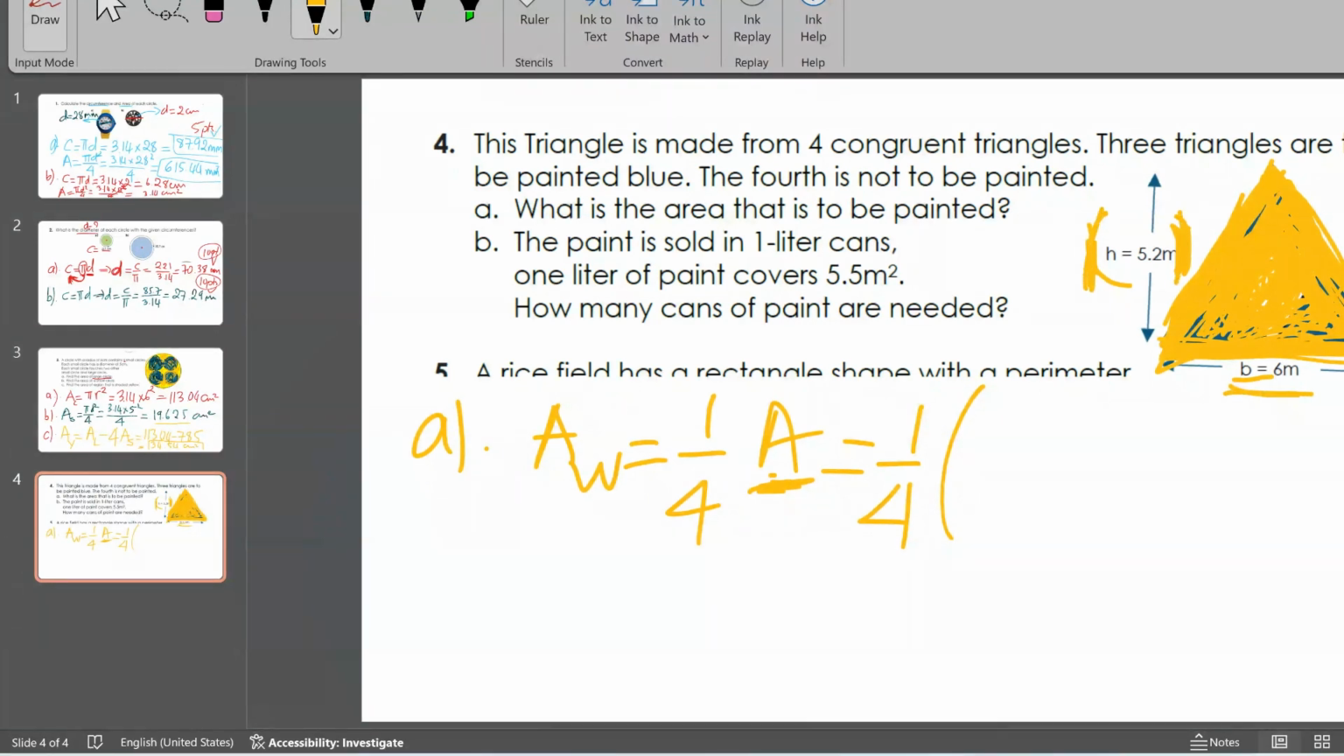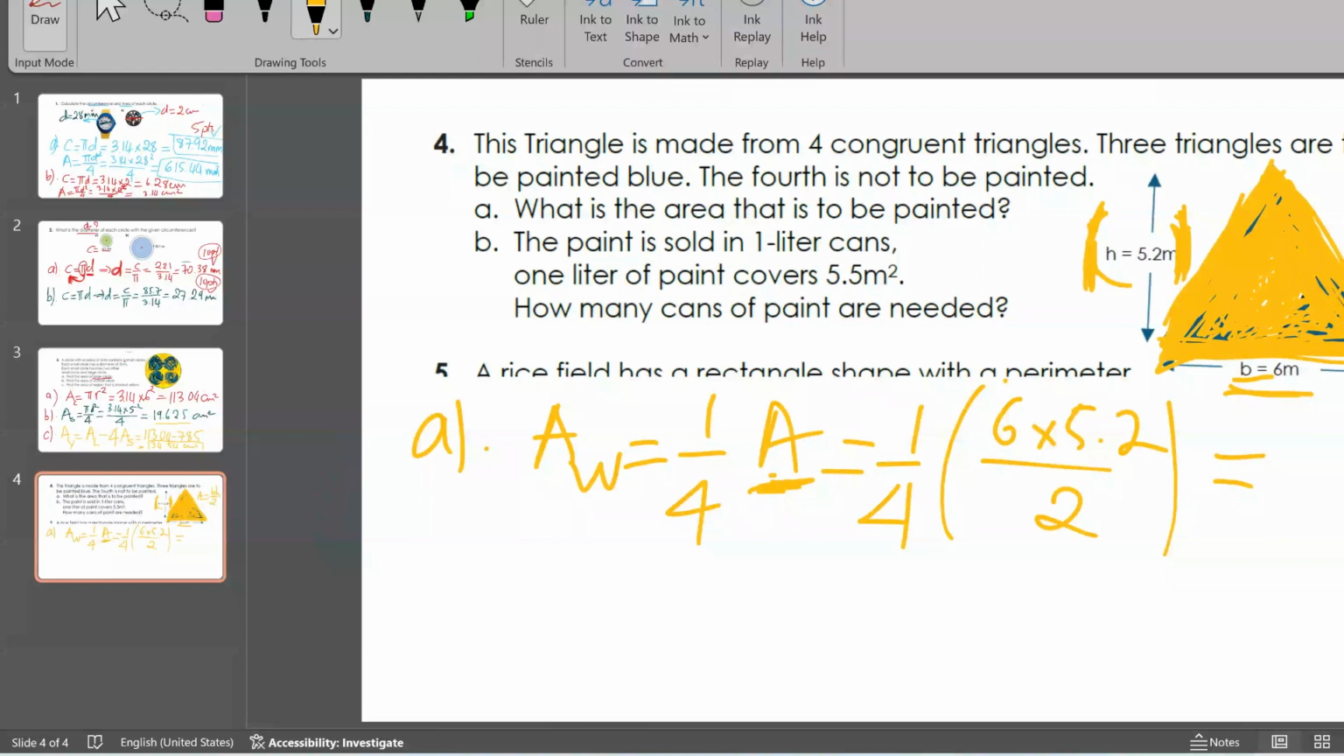So in order to find the area, it is base times height divided by 2, is it? Yes, base times height divided by 2. So base is 6, height is 5.2, divided by 2. 5.2 times 6 equals 31.2. Divided by 2 is 15.6. Right? Yeah.